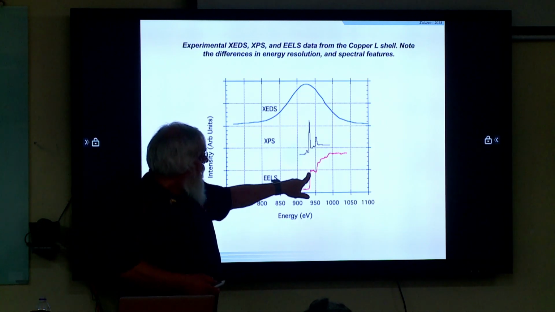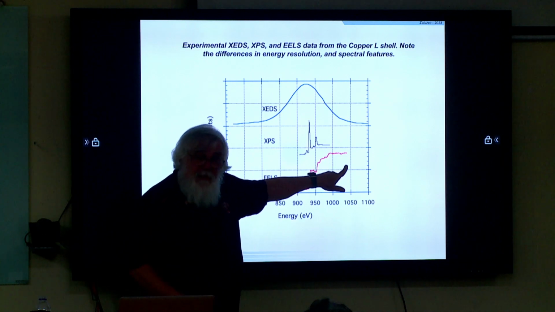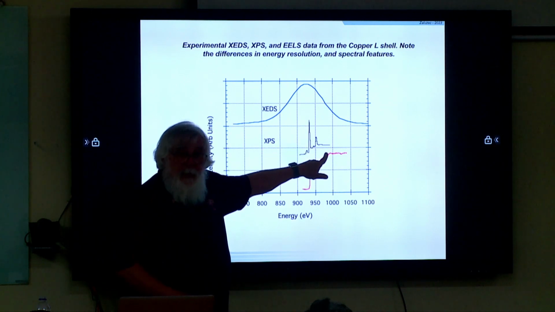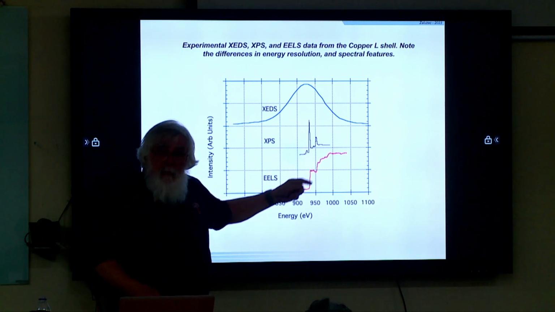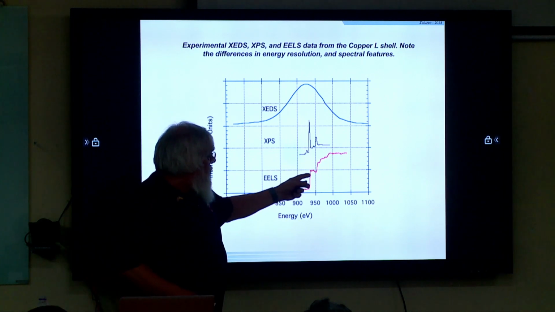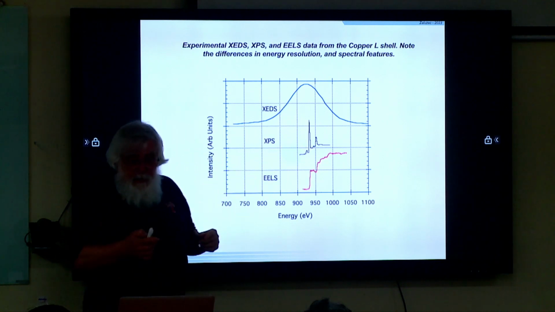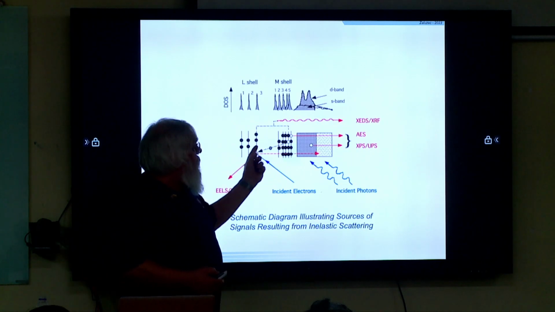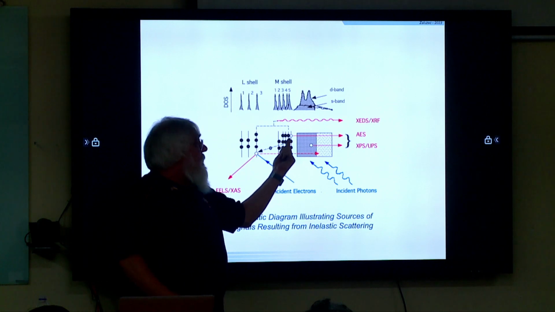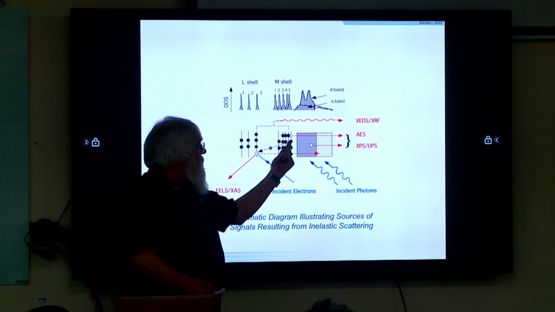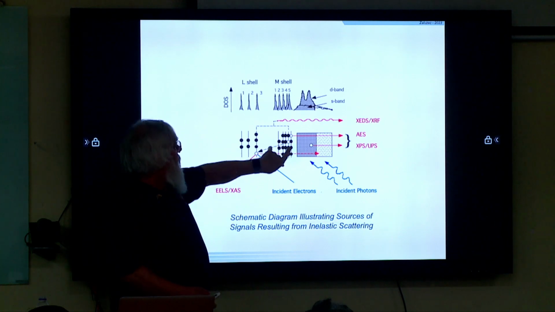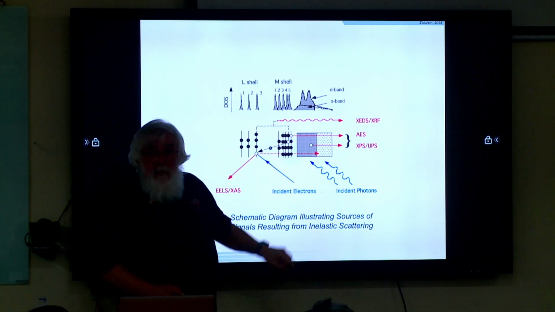Here's copper, where we're probing the empty density of states. Here's X-ray photoelectron spectroscopy. It's the full density of states. They're complementary to each other. And X-ray energy dispersive spectroscopy, on the other hand, doesn't probe that. It probes the transition between the initial state and the final state, and that's simply an energy difference.